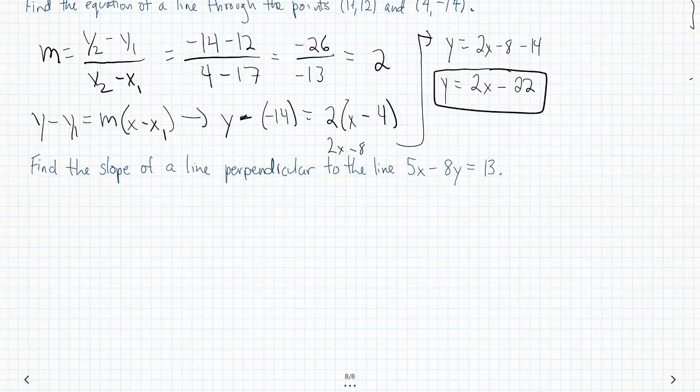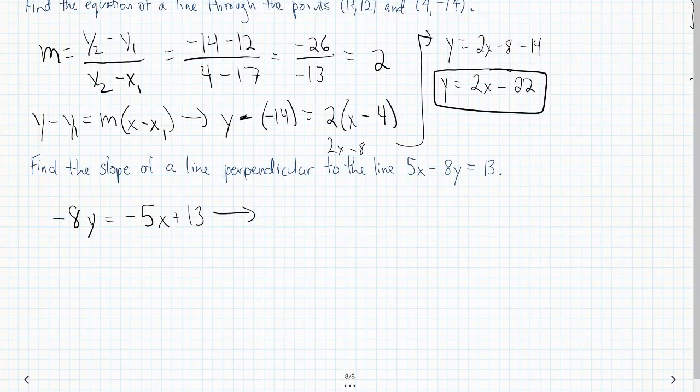Okay, so last but certainly not least, we want to find the slope of a line perpendicular to the line 5x minus 8y equals 13. The trick to all these is, if you have this, you solve for y and you'll get the slope pretty quickly. So notice we have negative 8y equals negative 5x plus 13. So now divide both sides by negative 8 with each term.